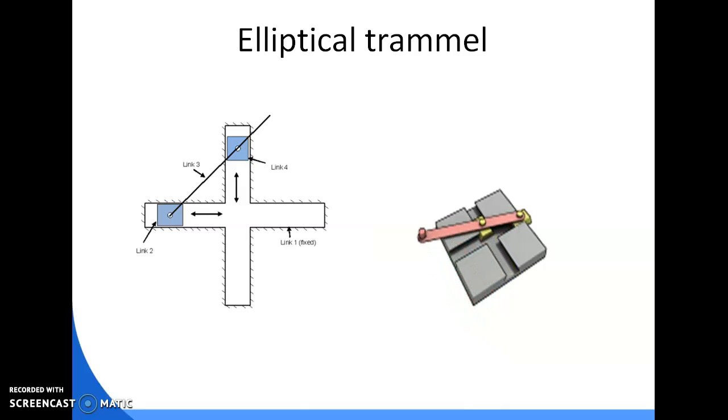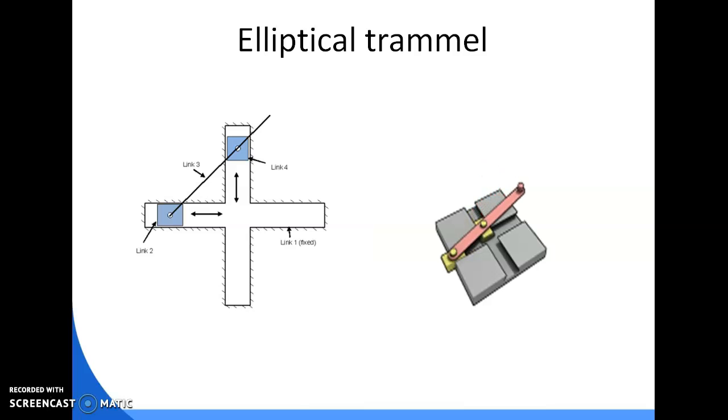So this is elliptical trammel. Here we can find the 4 links. The link number 1, that is the fixed link, this frame. Then link number 2 is one sliding member. Then link number 3 is the connecting rod and link number 4 is the second sliding member. So here we can see the frame, that is link number 1, is fixed, and the slide blocks form sliding pairs with link number 2 and link number 4, and the application of such an inversion is the elliptical trammel.